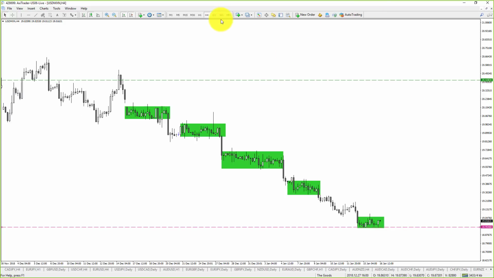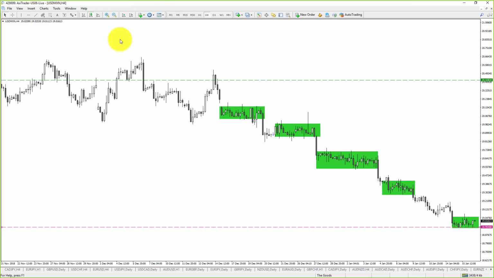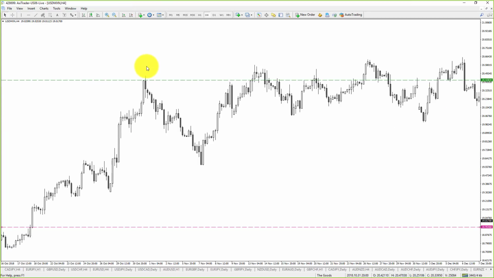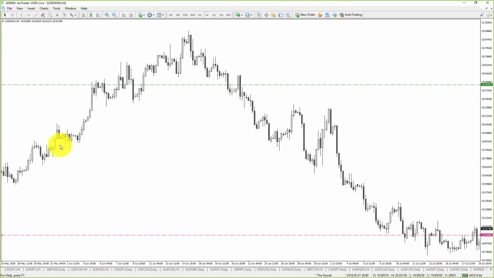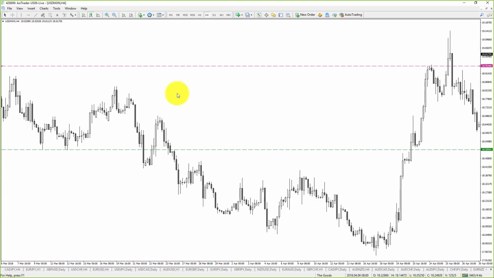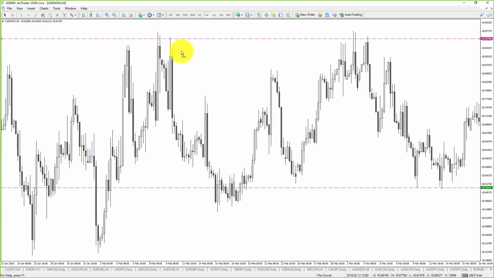But it doesn't have to be like that. I mean, it doesn't have to be a trend trade. You can actually trade breakouts when the market hits a support resistance level over and over and over again. It's usually a pretty good sign that it's going to break. So let's see here. This is a good one.